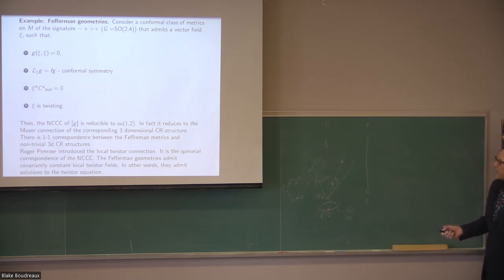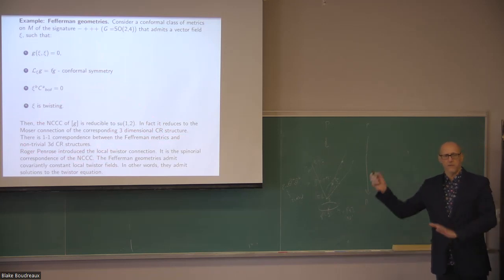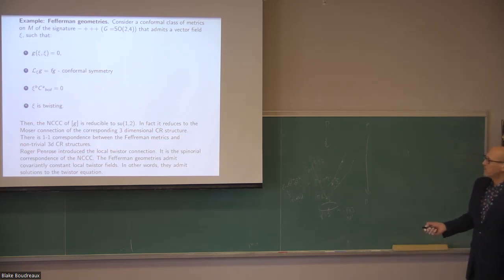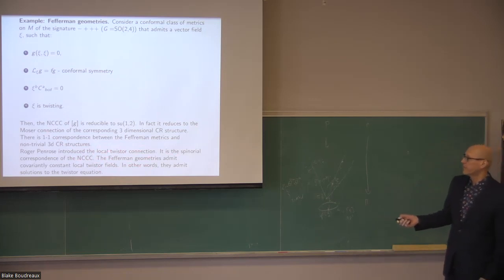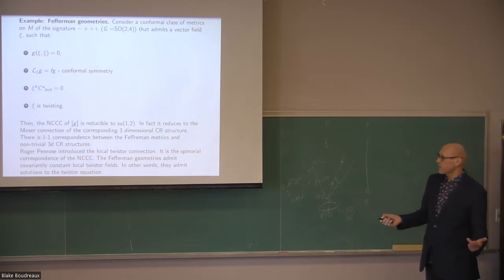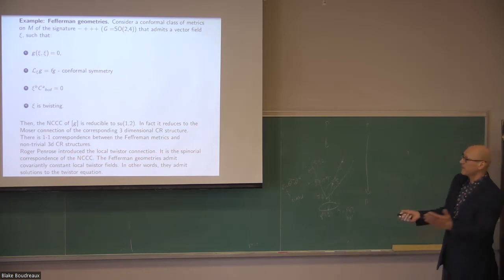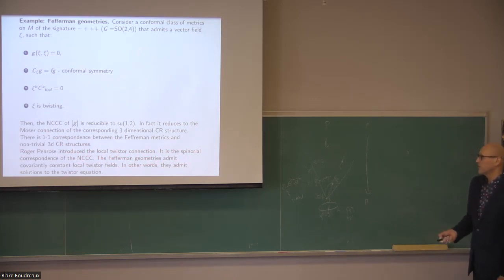Also, Roger Penrose, you can find in his book, introduced the local twistor connection in terms of pairs of spinors. If you look at this connection, you can easily compare it with what I wrote. You can see that this is the spinorial equivalent of the normal conformal Cartan connection. With this connection comes the twistor equation, which is an equation on covariantly constant local twistors. From what I said, it follows that Fefferman geometries admit a covariantly constant local twistor field. In other words, they admit a solution to the twistor equation.